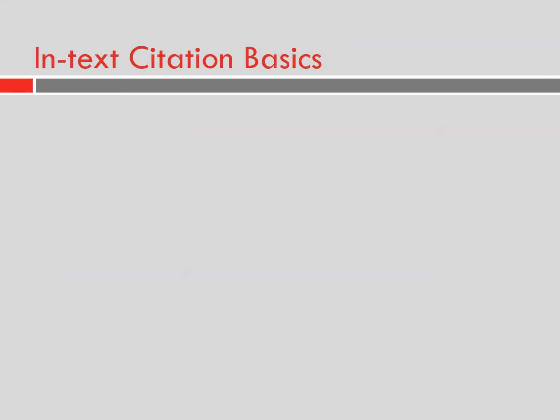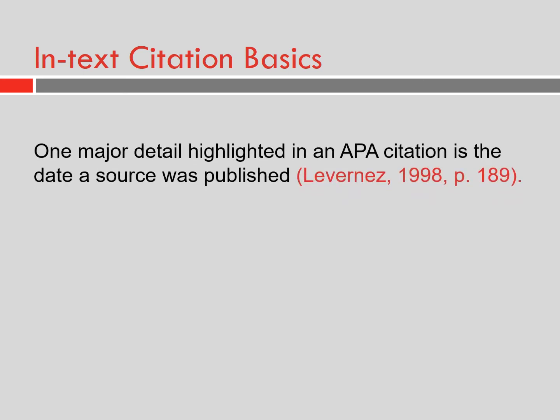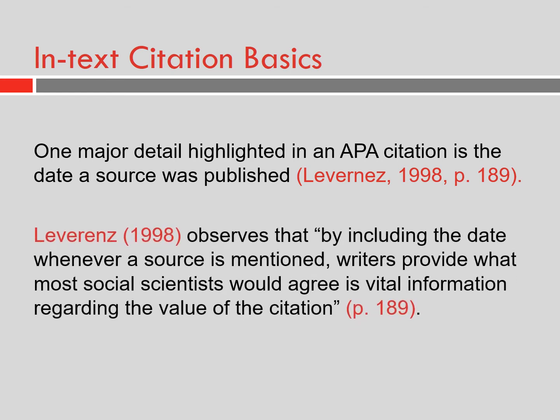APA uses a version of parenthetical citation that emphasizes the year of publication. There are two formats to incorporate the in-text citation. In the first example, the author is not mentioned in the sentence, so the author, year, and page number are included in the parentheses at the end. In the second example, the author's name is incorporated into the sentence directly, followed immediately by the year of publication in parentheses. Because this source is a direct quote, the page number is included at the end of the sentence. Let's look at a few more examples of these two formats.